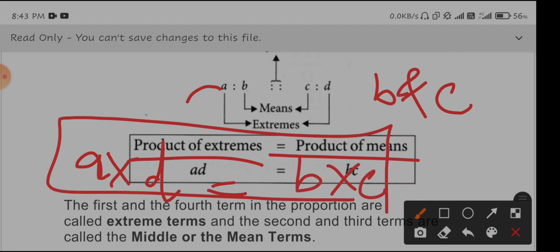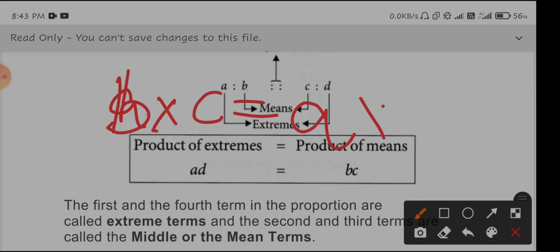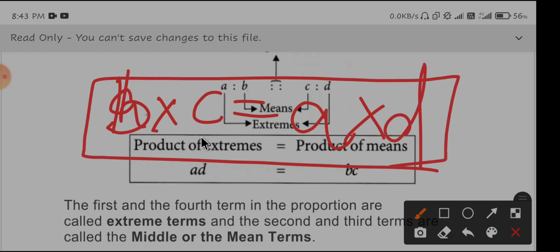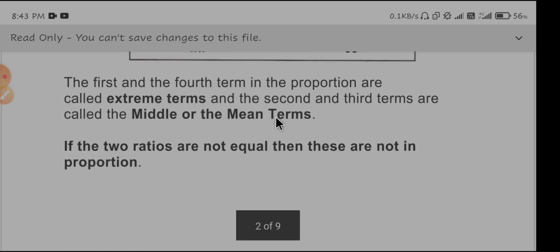If two ratios are in proportion, or two ratios are equal to each other, then we can say that the product of the mean terms is equal to the product of the extreme terms. So you have to remember this. Using this equation or using this concept, we will have to solve the questions of proportion. So the first and the fourth term in the proportion are known as extreme terms, and the second and third terms are known as middle or mean terms.